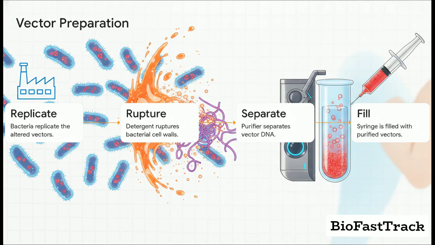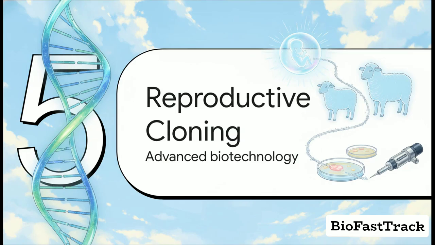So, how do scientists actually harvest these vectors in a lab? Let's quickly step through this chronological milestone sequence. Step 1. Scientists use bacteria as little microscopic factories to replicate the altered viral vectors. Step 2. They apply a detergent, which ruptures the bacterial cell walls and frees the DNA. Step 3. A purifier is used to physically separate the larger bacterial DNA from the smaller vector DNA loop. And finally, step 4, the syringe is filled with just the purified vectors, ready to deliver that genetic medicine right into the patient.